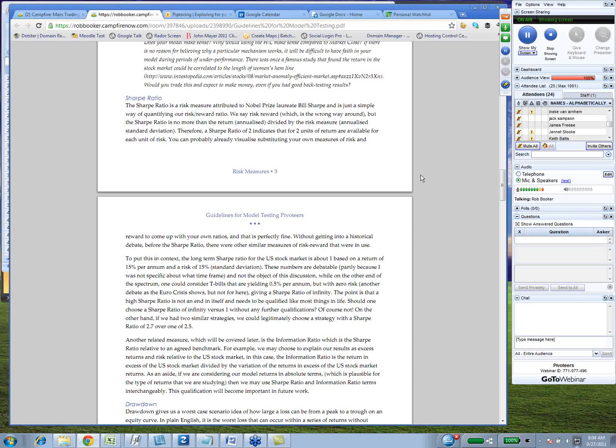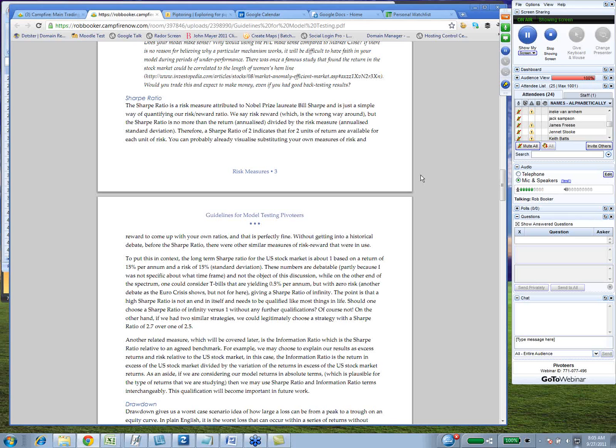The point is that a high Sharpe ratio is not an end in itself and needs to be qualified like most things in life. Should one choose a Sharpe ratio of infinity versus a 1 without further qualifications? Well, of course not. On the other hand, if we had 2 similar strategies, we could legitimately choose a strategy with a Sharpe ratio of 2.7 over 1 with 2.5. Let me state this again.